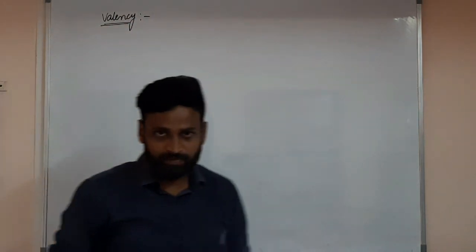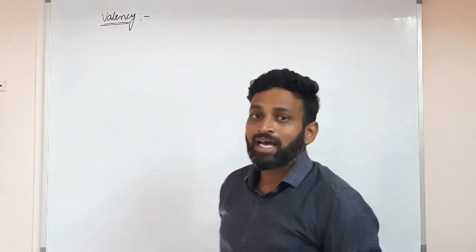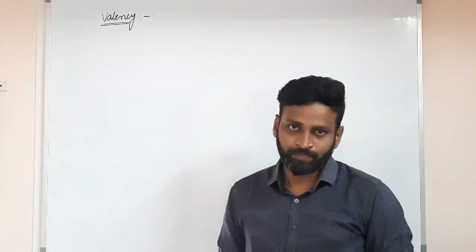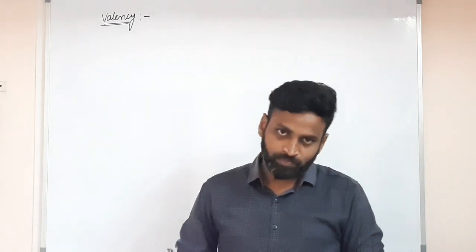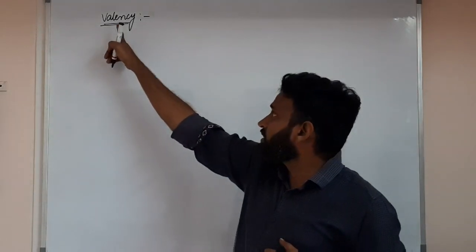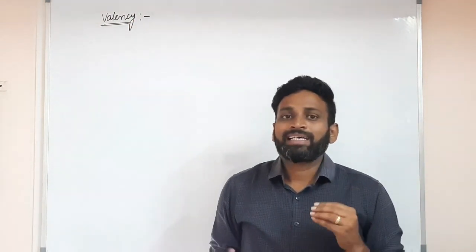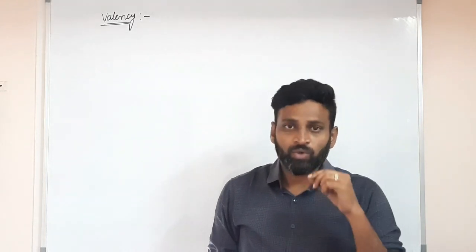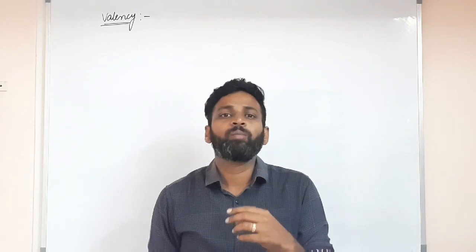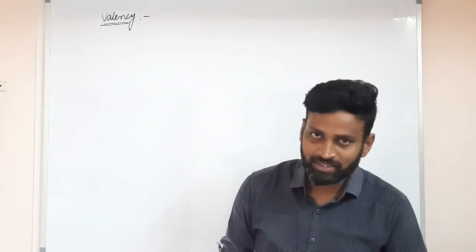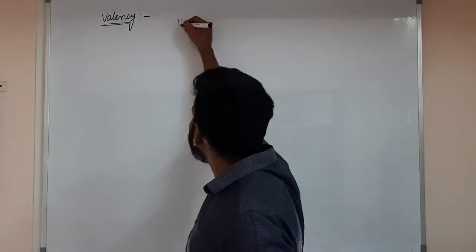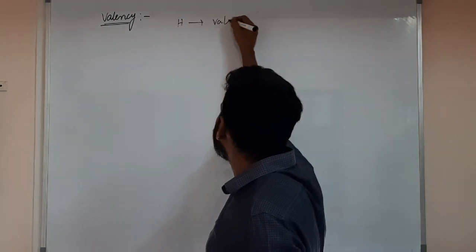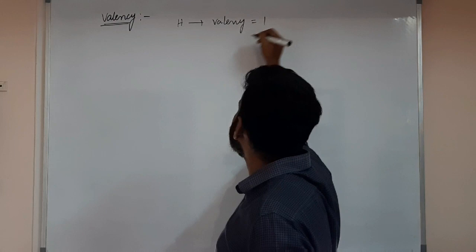What is valency? Valency means the combining capacity of an atom. So how many bonds can a particular atom form? That we decide by using this valency. So what does valency mean? The combining capacity of an atom. So how many bonds can an atom form? That is called valency. Actually, we will take a few atoms as reference. Hydrogen valency is always 1.